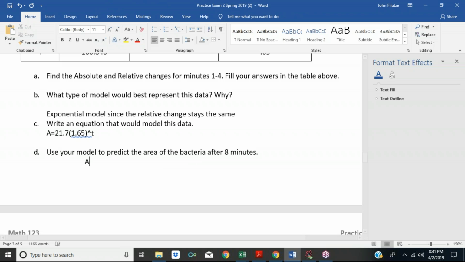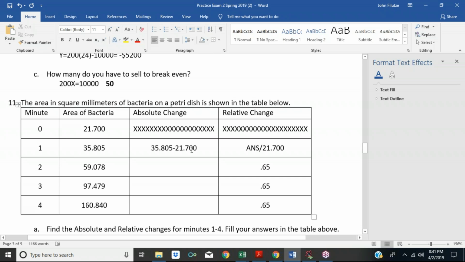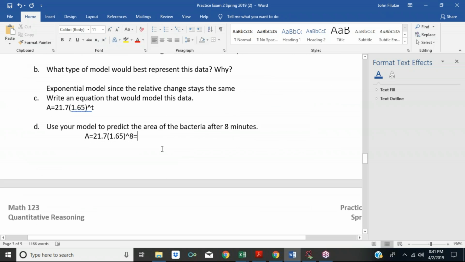So we're going to say the area is 21.7 times 1.65 to the 8th power. And that'll give us the area. And let's see what the area is measured in here. Let me just scroll up for a second. It is square millimeters. So whatever we get, we're going to get square millimeters. 1192.15. All right, thanks, Kelsey. And this would be square millimeters.